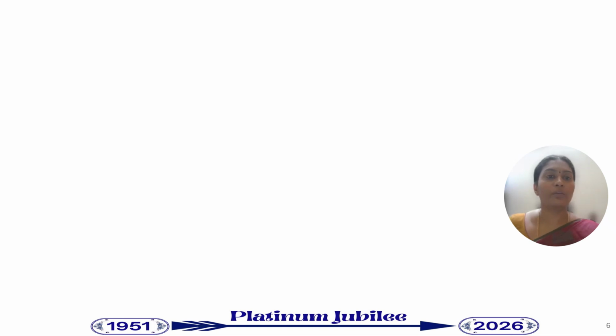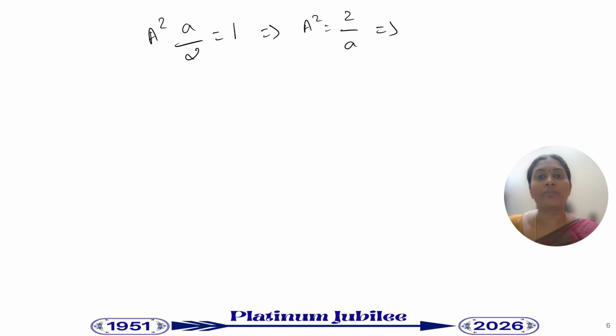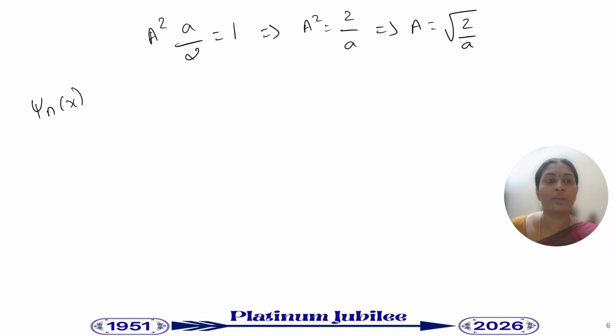So we can write A square a by 2 is equal to 1, or I can write A square is equal to 2 by a. From this I can get A is equal to square root of 2 by a. So by substituting this A in our wave function, I'll get the normalized wave function psi of x is equal to square root of 2 by a sine n pi by a into x.